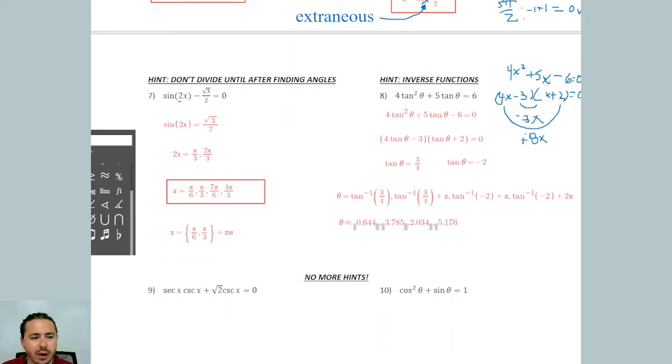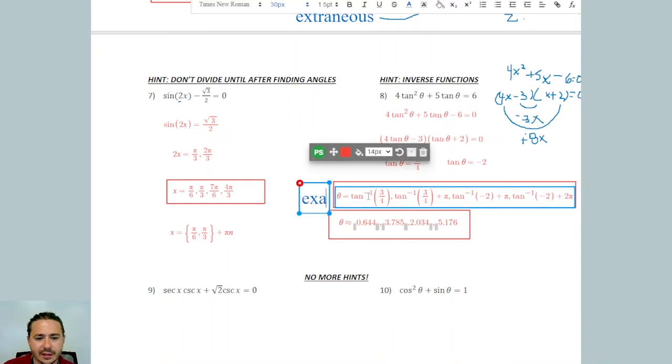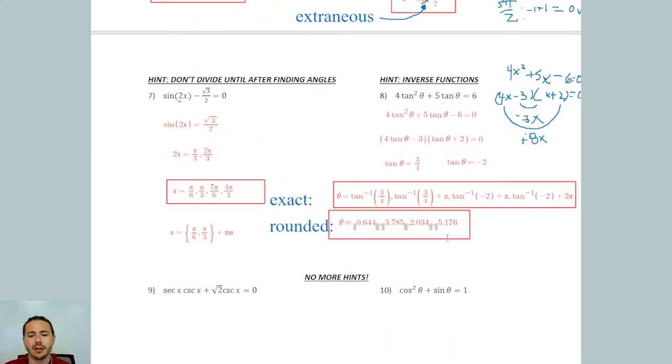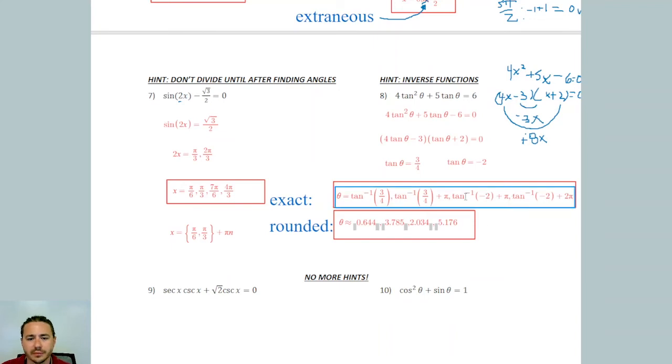Okay, so these are going to be our exact answers. You can see what a mess that is. And then here are the rounded answers. Okay, so here's the exact and rounded. Trying to make that fit. That's good enough. I wonder if I can just move that over a little bit. There we go. Okay, so that one was quite the problem. Hopefully we don't have too many of those because this whole inverse function is a little tricky.